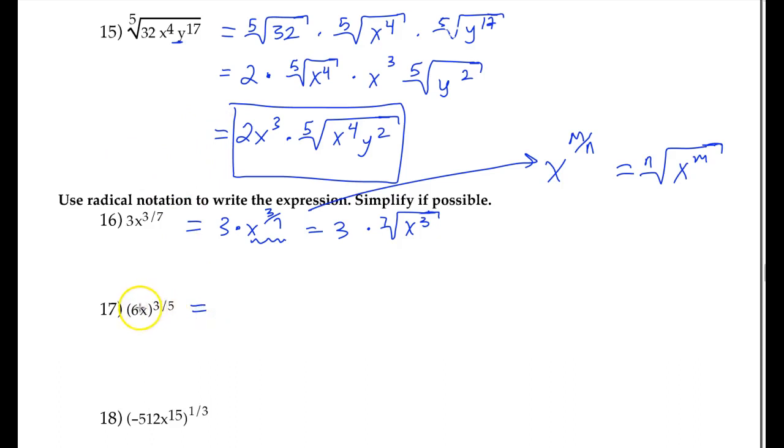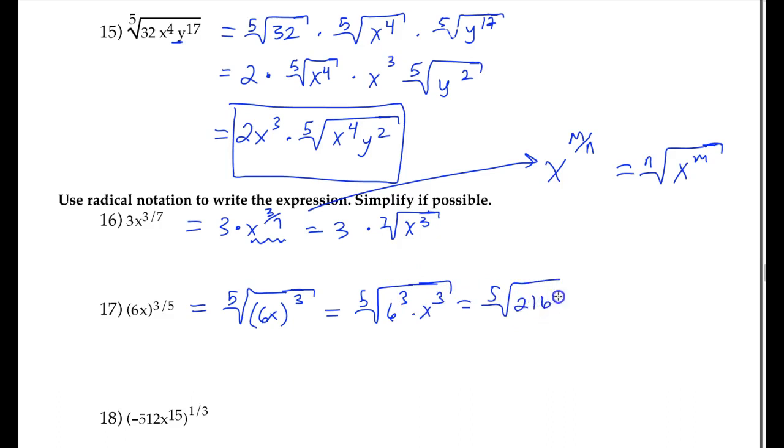For number 17, if you notice the 6x is inside the parentheses, so whatever this placeholder x is here, it will now be replaced with 6x. So literally you have the 5th root of 6x, all that raised to the power of 3. Okay? And so here, you know that if I was to rewrite this, this would be 6 raised to the 3 times x cubed, and 6 raised to the 3 would just be 216 x cubed here, okay?